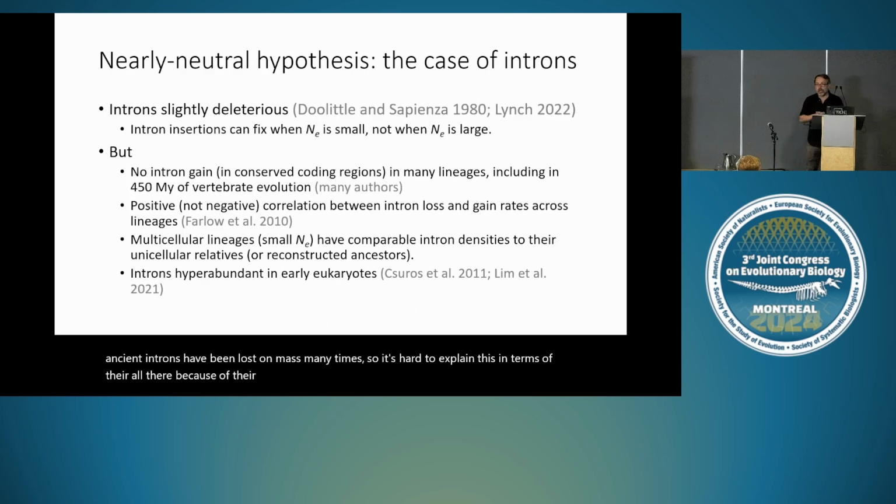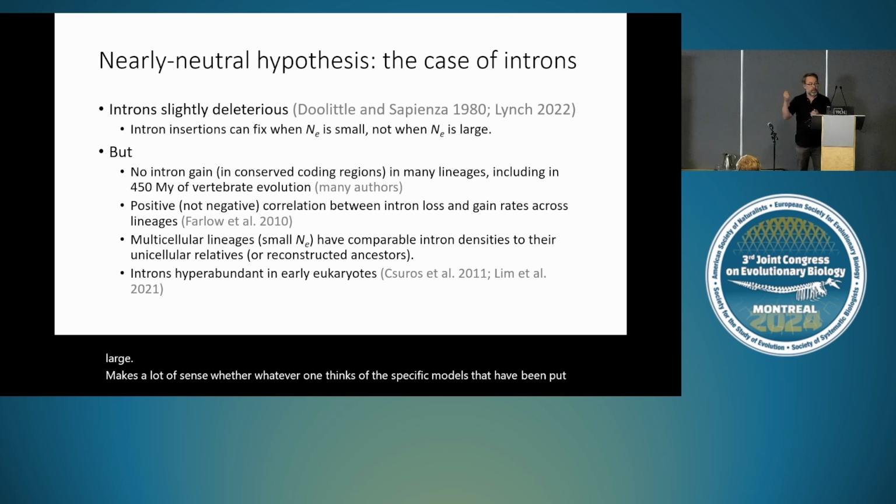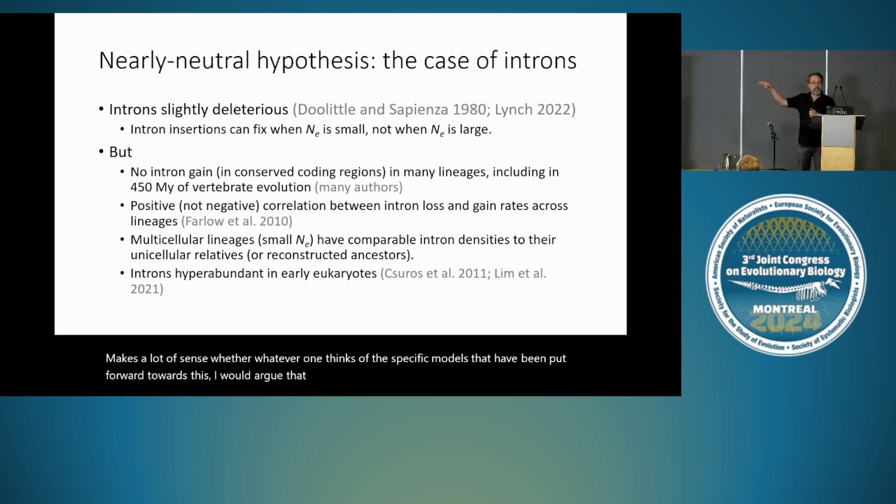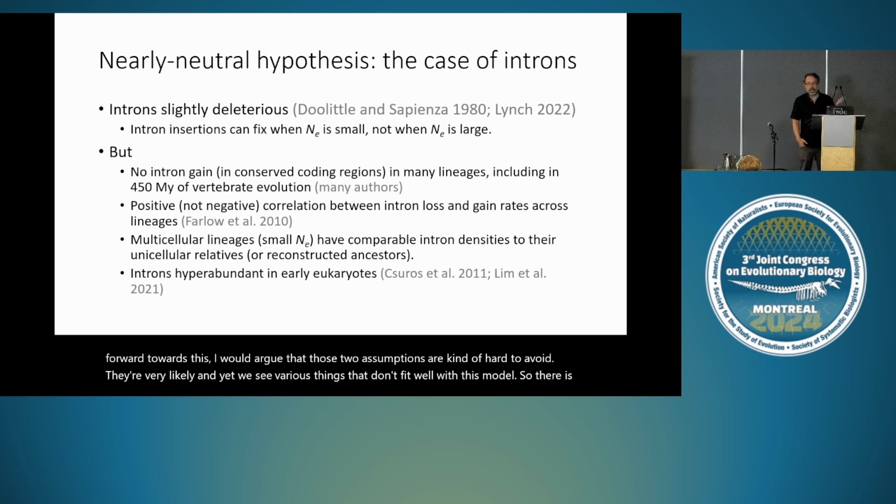So an obvious place to go with this is a nearly neutral hypothesis. If introns are slightly deleterious, which seems reasonable, then we would expect that intron insertions can fix when Ne is small, but not when Ne is large. Makes a lot of sense. Whatever one thinks of the specific models that have been put forward towards this, I would argue that those two assumptions are kind of hard to avoid. They're very likely. And yet, we see various things that don't fit well with this model. So there is no intron gain in many different lineages.